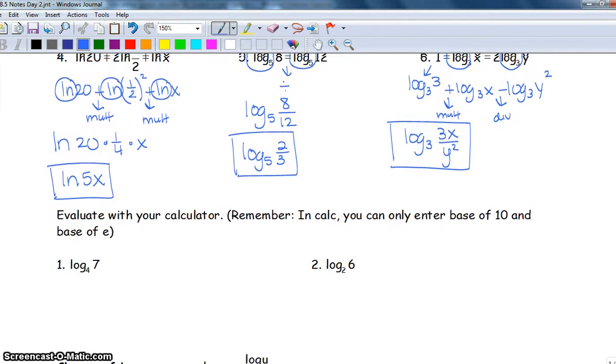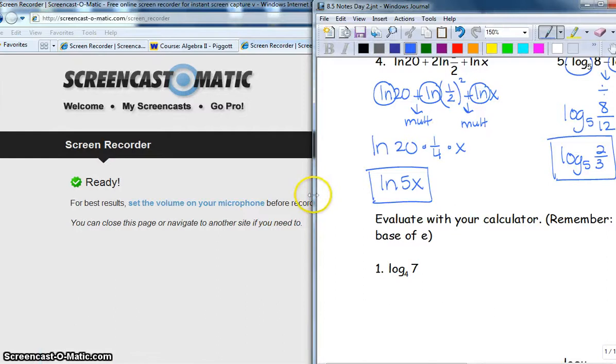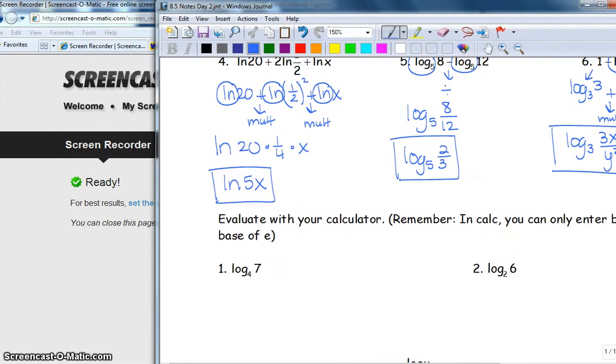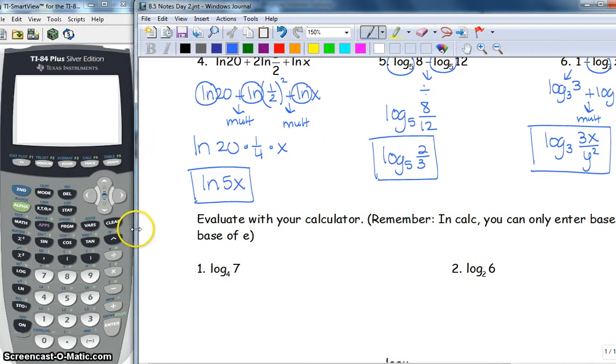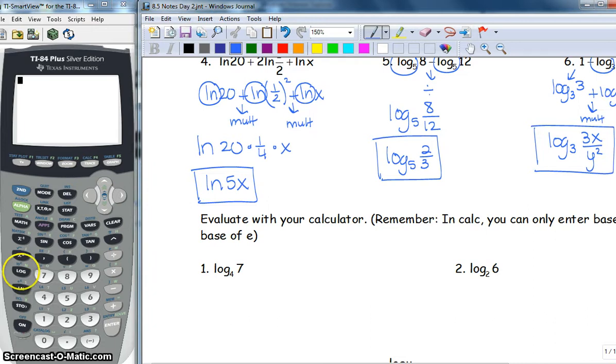Almost done. Alright, now moving on to evaluating with your calculator. And if you remember from a few days ago, we talked about in your calculator you can only enter in the natural log or the common log. And the common log has a base of 10. So let's look at our calculators. And remember, here's your log button on the left. And right underneath that is your natural log button.